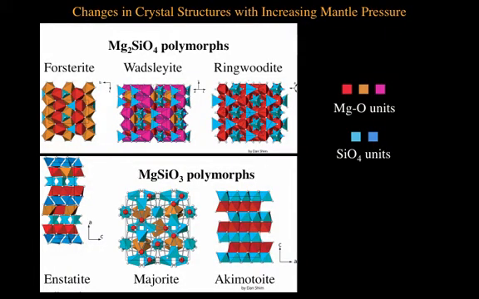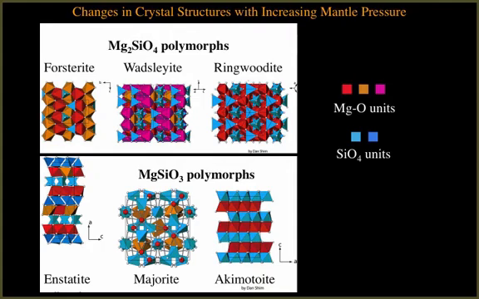These are the changes in the crystal structures as the mantle pressures increase. And on the top, I show you the olivine polymorphs. We're starting with forsterite, which is the magnesium end member. And with increasing pressure, we see the structure change. Notice that the magnesium oxide units are represented by the red, orange, and pink colors, and the blue colors represent the SiO4 units. And one thing you can notice in the olivine polymorphs is simply that the SiO4 units are becoming more densely packed in the ringwoodite compared to the forsterite.